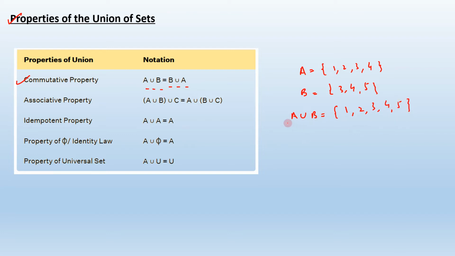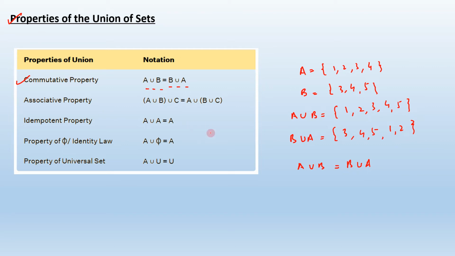So here A union B is a set having elements of A as well as B, or elements which are in both. So now let's try to calculate B union A. So this set will be having elements 3, 4, 5, 1, 2. So here you can see that the order, as we know, doesn't matter in case of sets. So we can say that A union B is same as B union A.